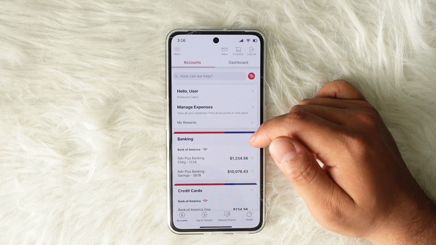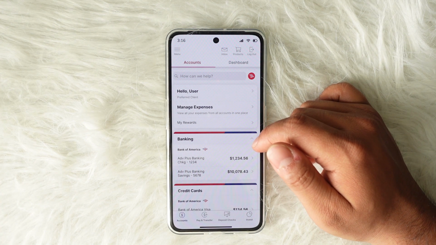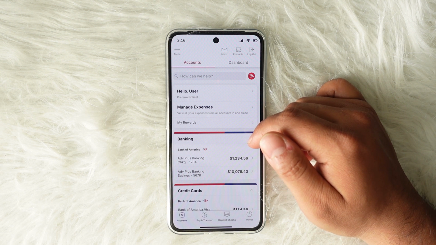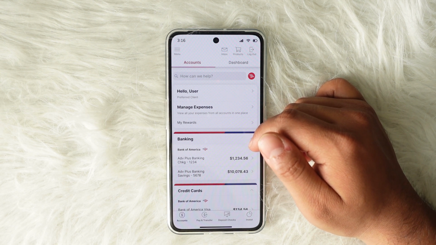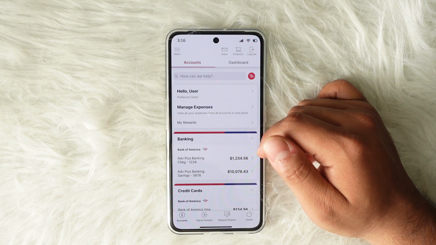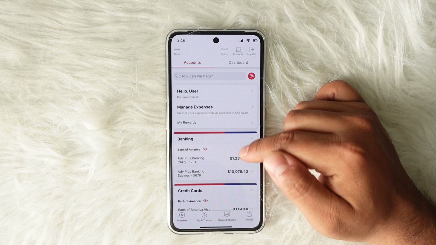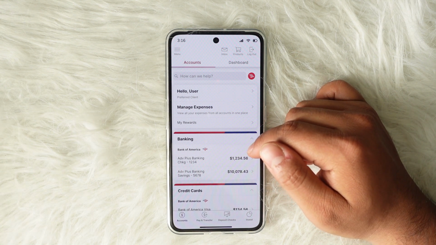Also, you could avoid the hidden cost, which is the $8 monthly fee. You need to maintain a balance of $500 or more, and make sure that you link a Premium Advantage Relationship Banking account as well. So that's the way on how you do it.